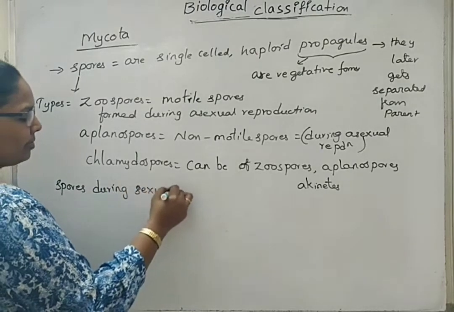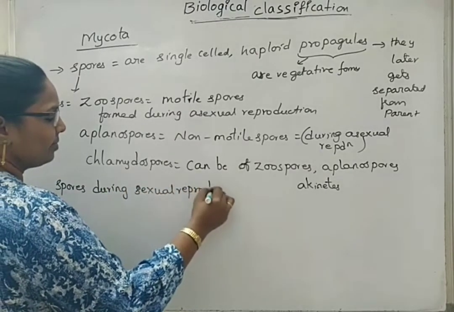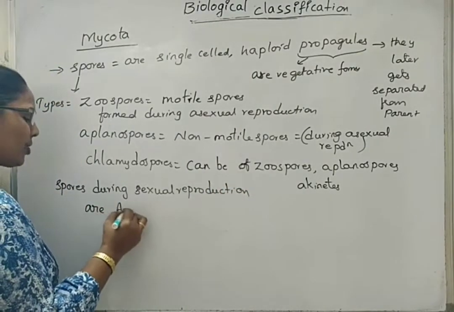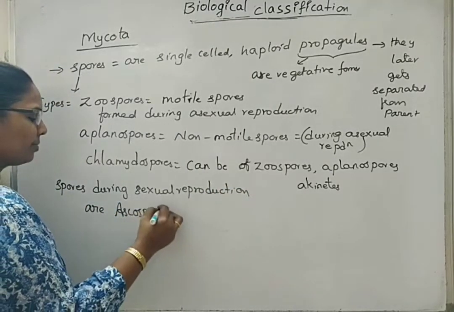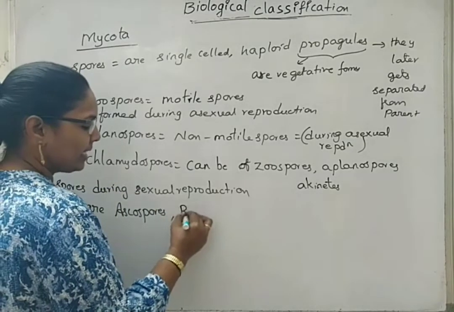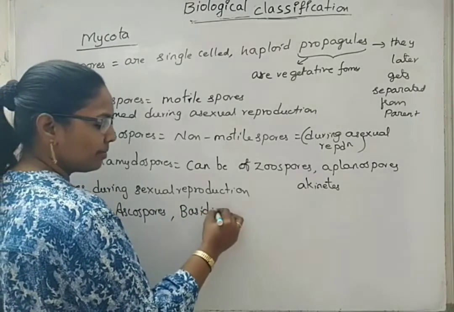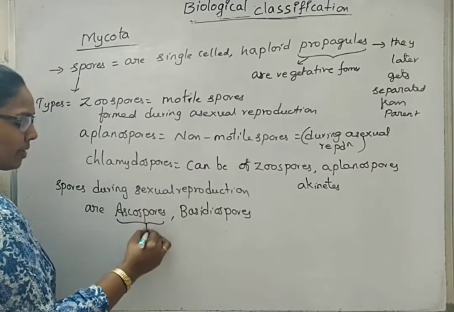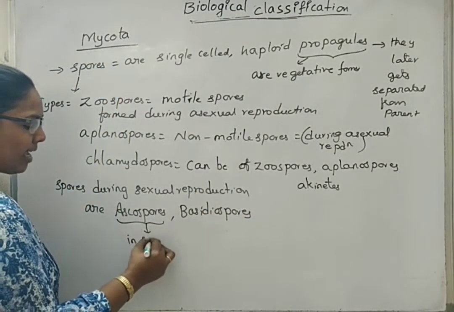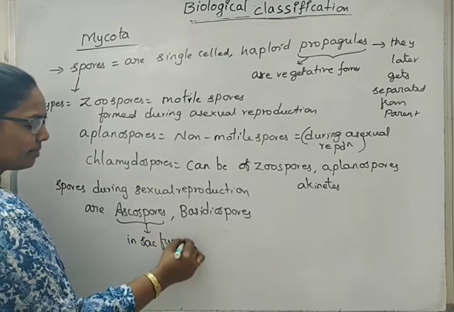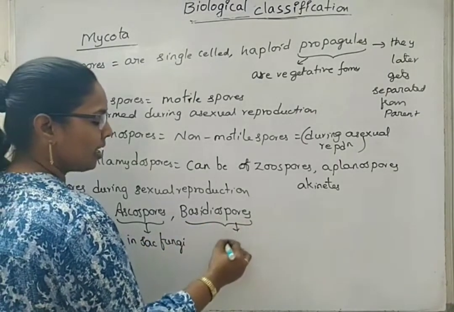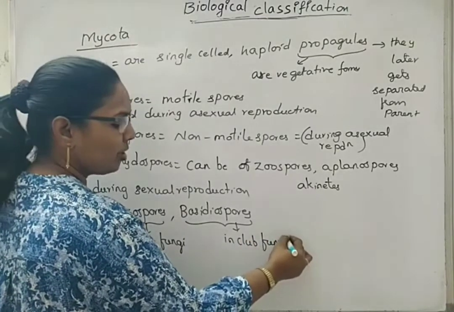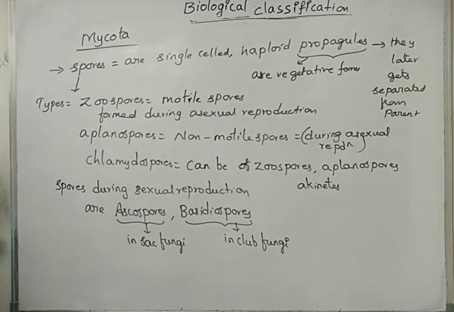Sexual reproduction spores are ascospores, next basidiospores. So ascospores are formed in sac fungi. Basidiospores are formed in club fungi. We will see in detail about all these types during classification.